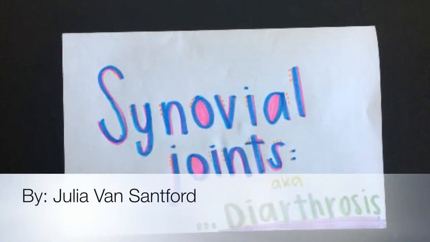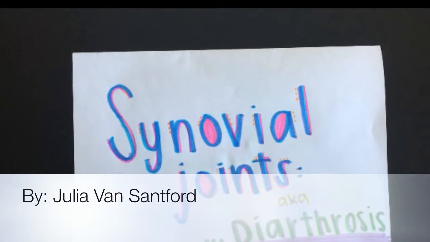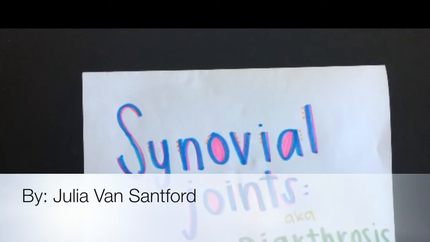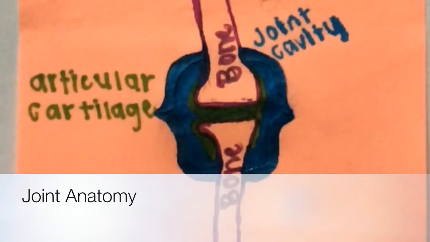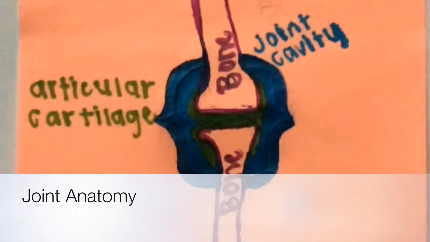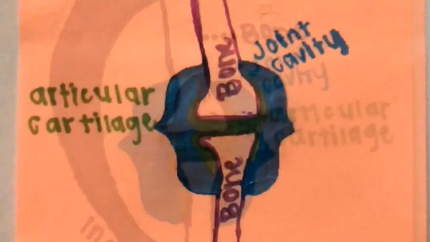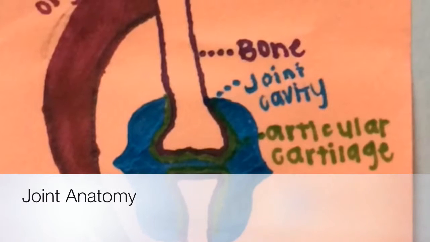So today we are going to be learning about the different types of joints in our body. All movable joints are called diarthrosis, aka synovial joints. Around each bone is a hard whitish layer called the periosteum. On the end of each bone, articular cartilage is found, creating a whitish tint.